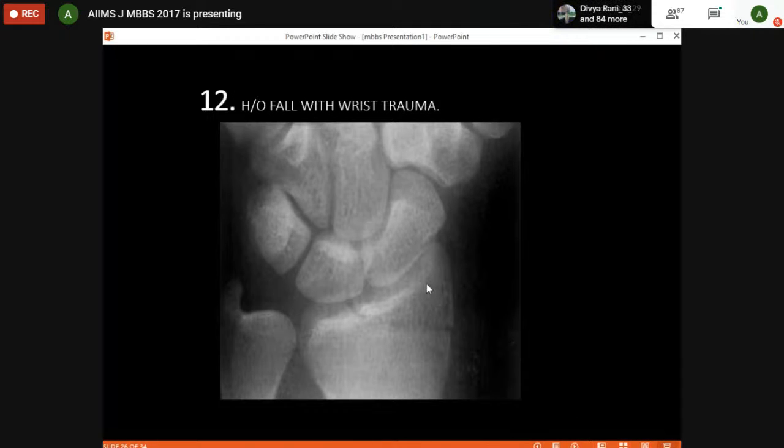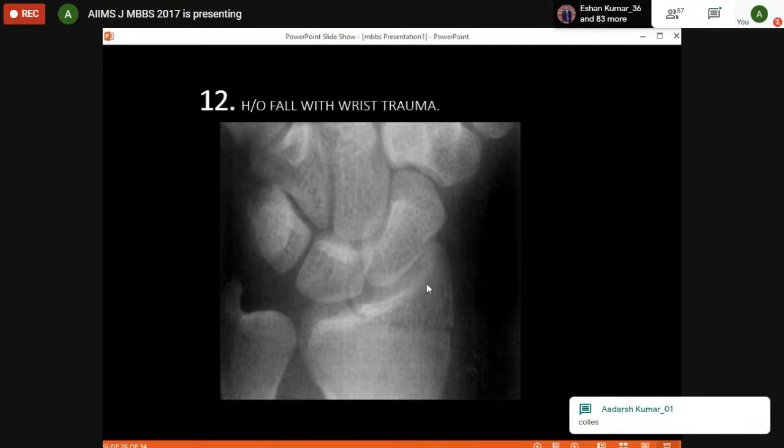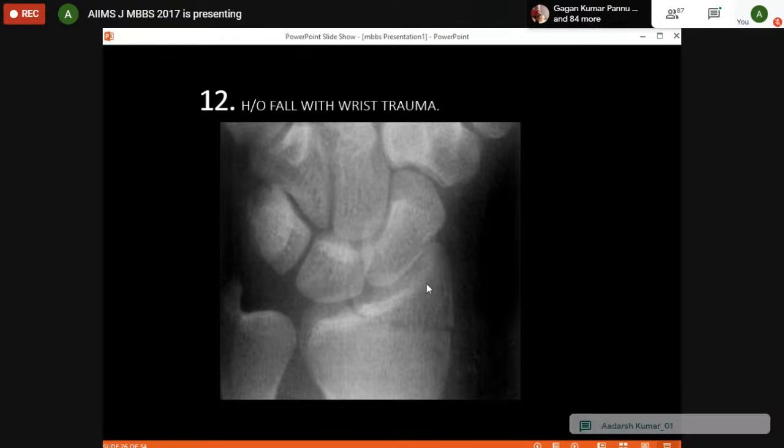Okay, what's happening here? Plain radiograph of the wrist has been given to you and you also have the history here. You know that the patient had wrist trauma. So, again, I want the name of the fracture here, please. Colles, no, this is not Colles. What else?